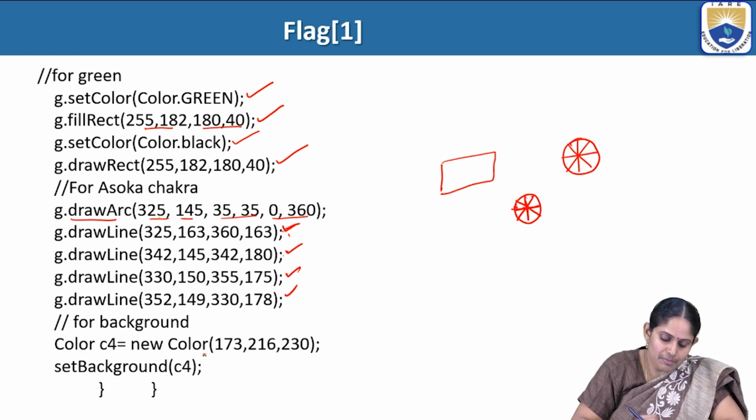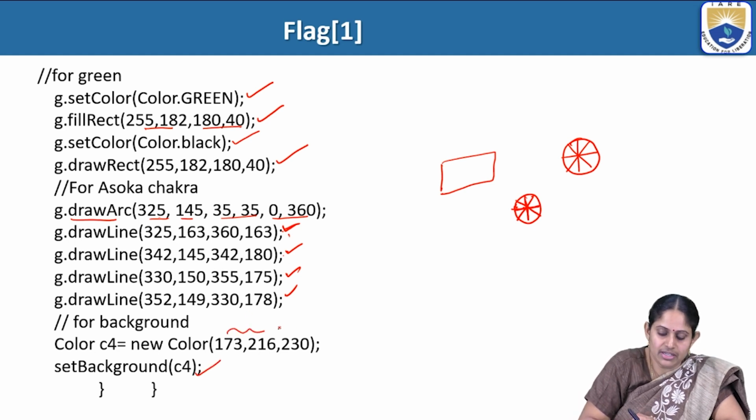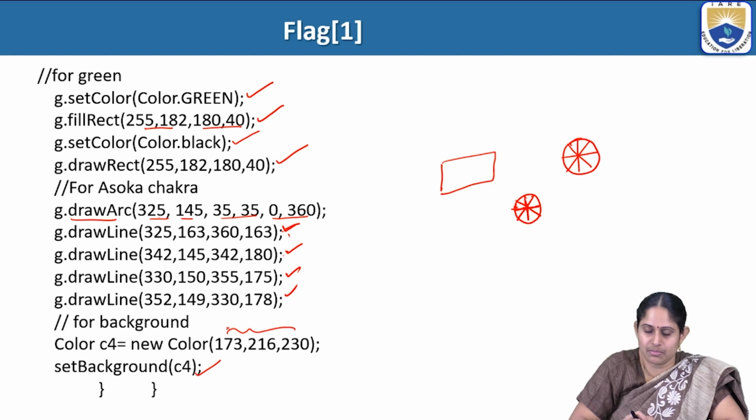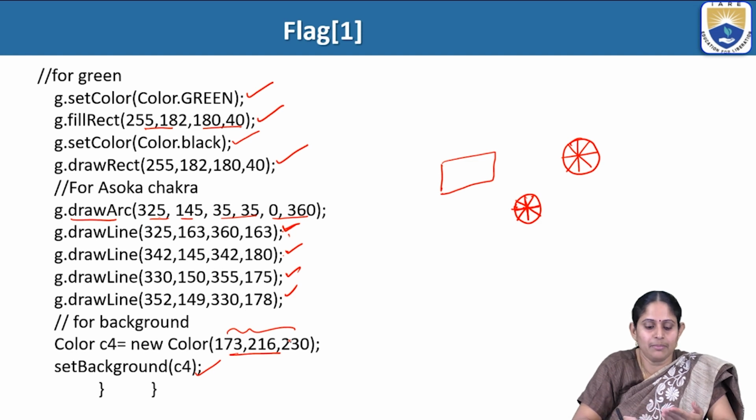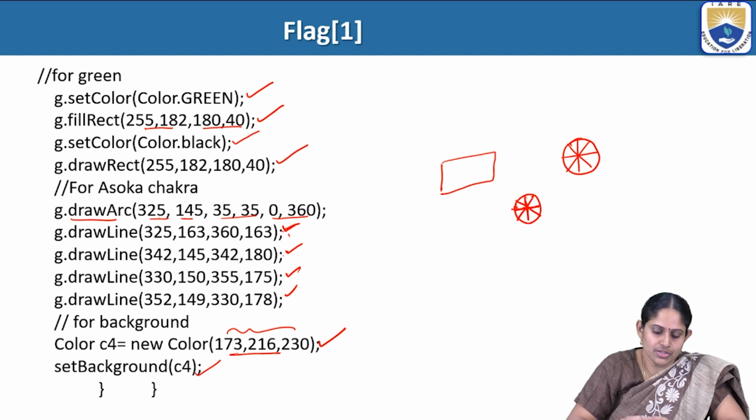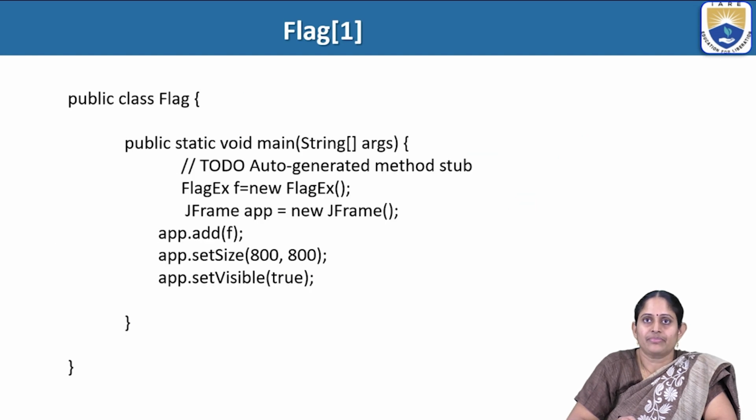Then to give a background color for that panel, I have used the set background color, which is defined. This is almost like a light blue. I exactly don't remember the color. By setting the background color to this, we will have the panel colored with this color, and on that the flag will be placed. So this is how we draw the flag.